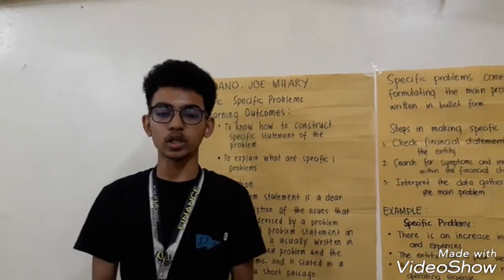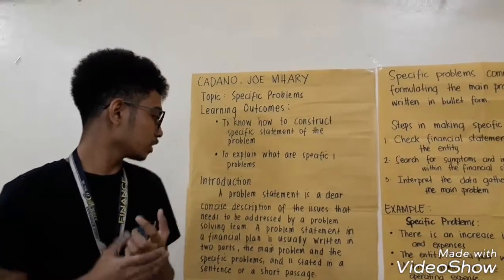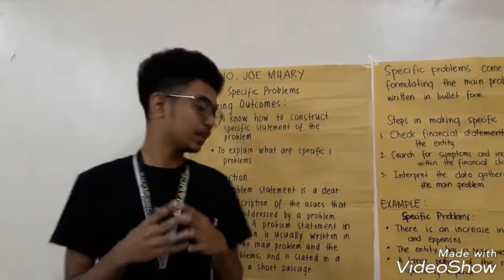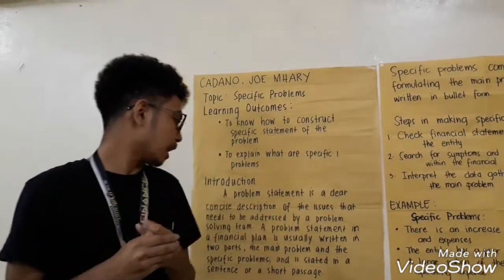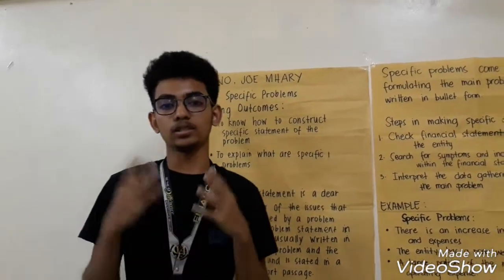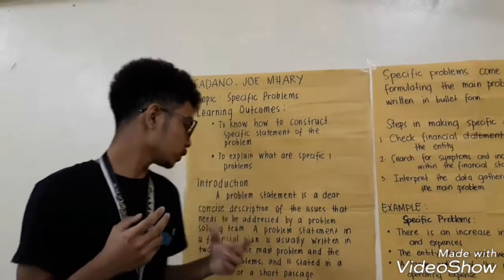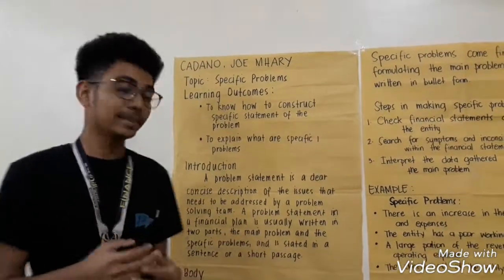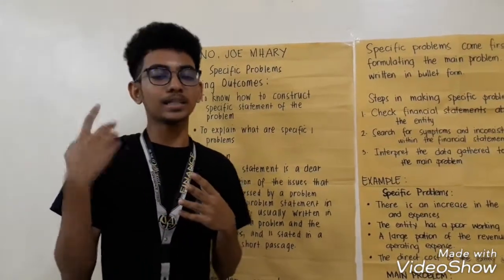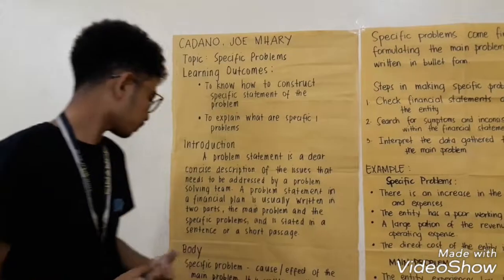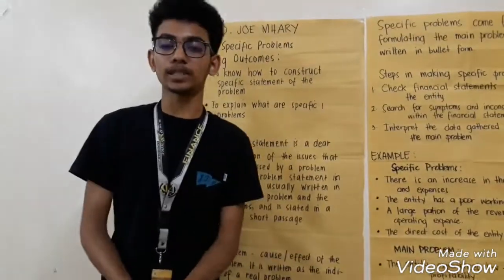So for my introduction, a problem statement is a clear and concise description of the issues that need to be addressed by the problem-solving team. A problem statement in a financial plan is usually written in two parts. The first one is the main problem and the specific problems, and it is stated usually in a sentence or short passage. So what are specific problems?